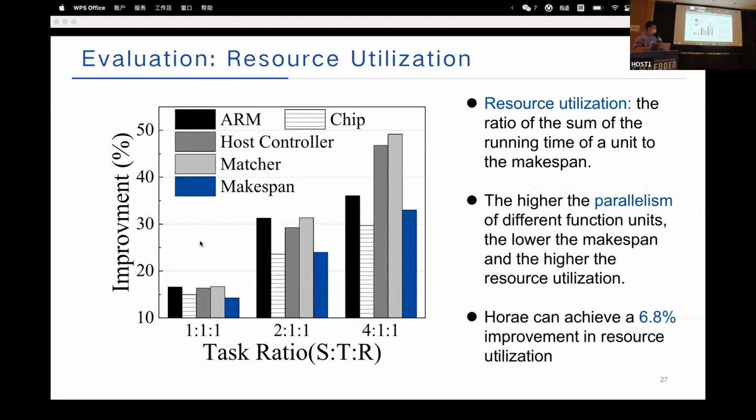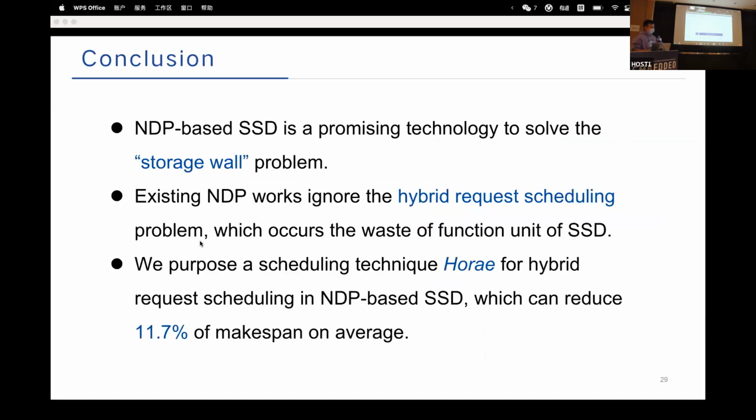Resource utilization is the ratio of the sum of the running time to the total time. So the higher the parallelism, the higher the resource utilization. Horae can achieve a 7% improvement in resource utilization.